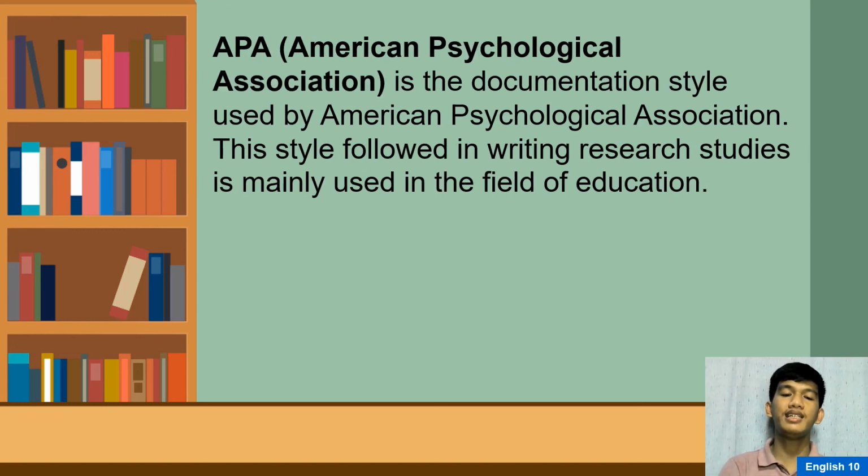Lastly, we have APA, or the American Psychological Association. APA is the documentation style used by the American Psychological Association. This style followed in writing research studies is mainly used in the field of education. We use this style, this is the one which is commonly used, to cite the sources of information that we have used in our research. This is also one way for us to avoid plagiarizing the works of others.